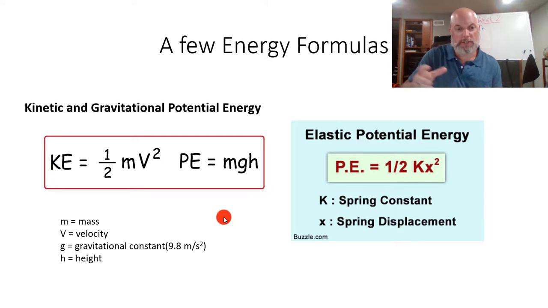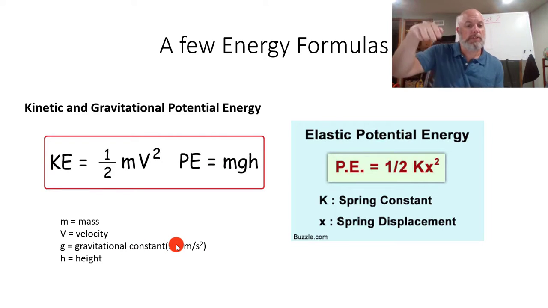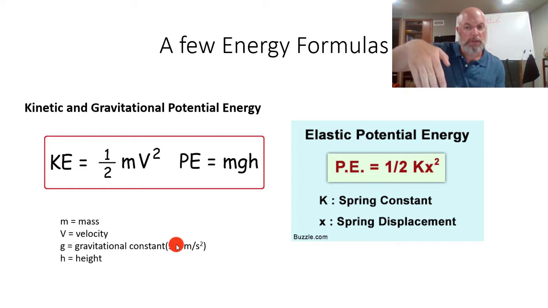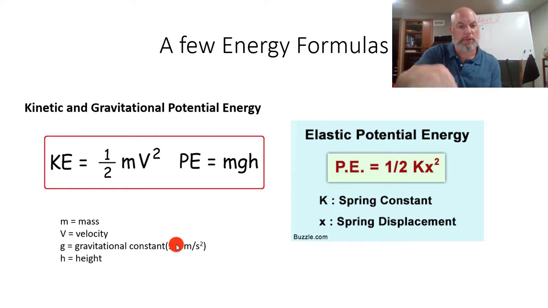Off the ground is the h, and the g is the gravitational constant. So here on Earth, everything falls at the same speed, 9.8 meters per second squared. That's its acceleration. Doesn't matter what it is. That's how fast it'll accelerate towards the Earth. 9.8 meters per second per second. So every second that it falls, it'll increase another 9.8 meters per second.